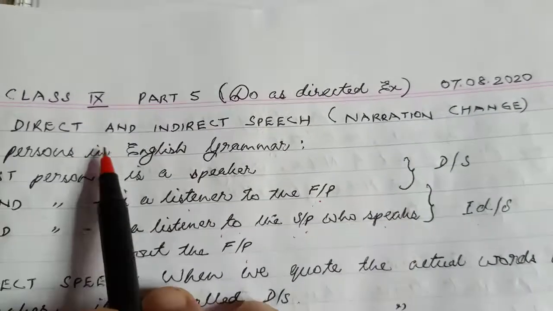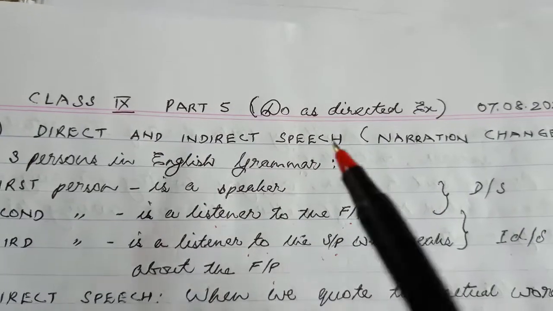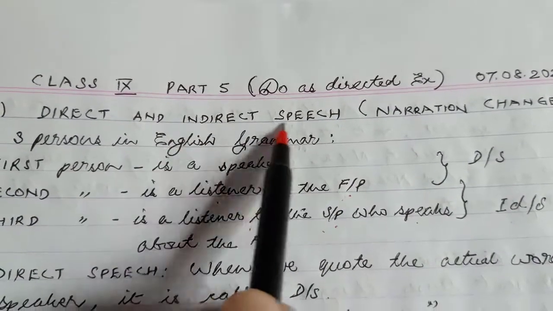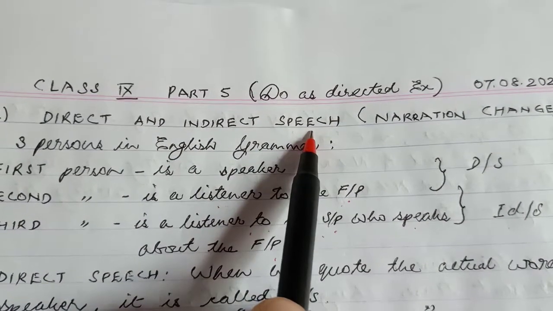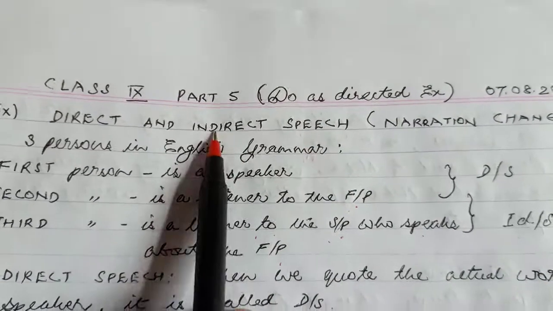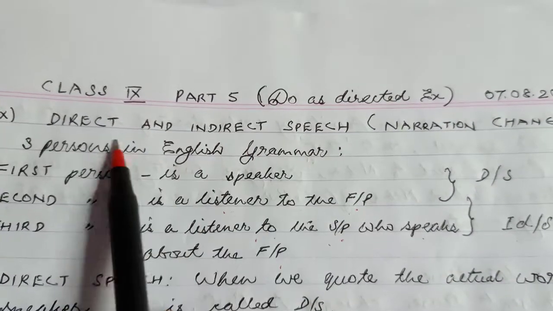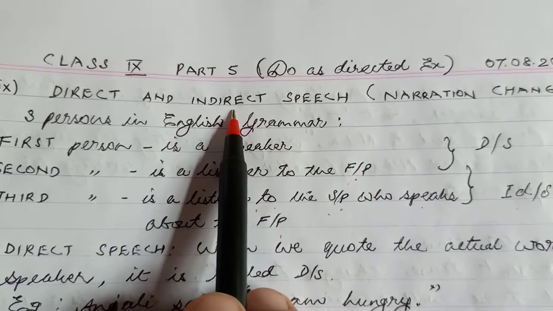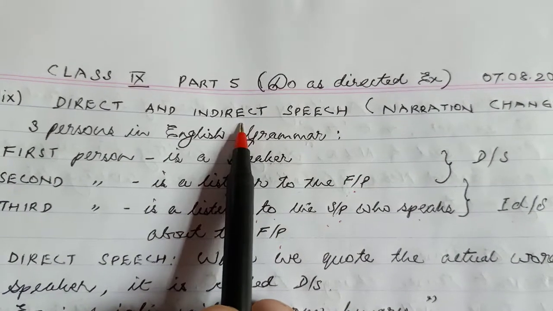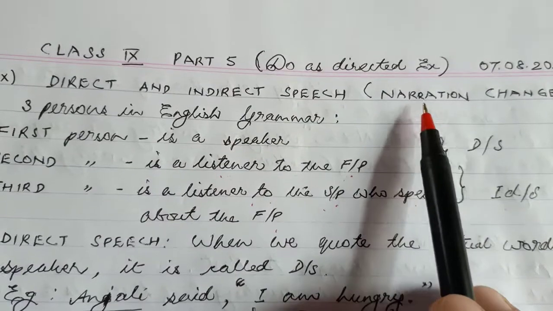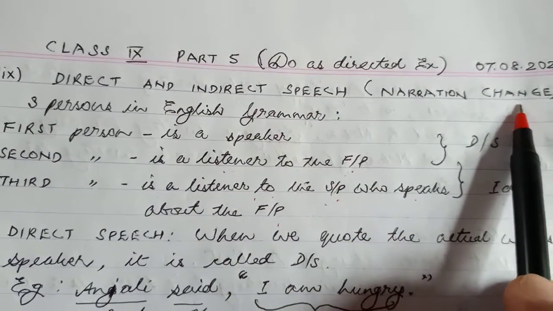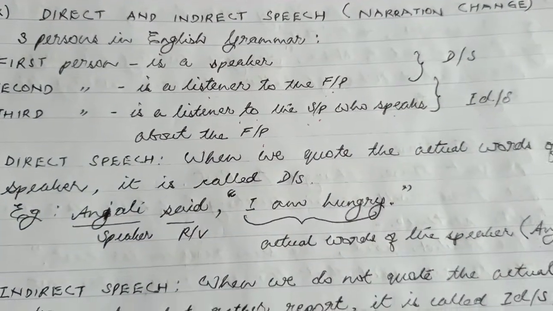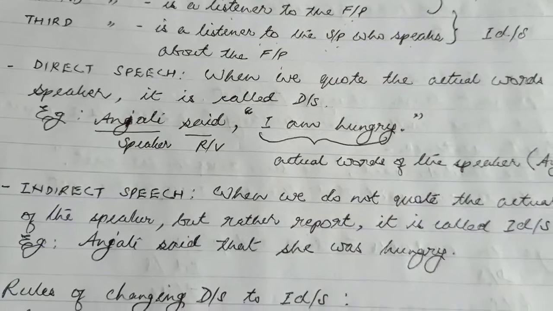When direct is given, you have to make it indirect, then it's very simple. However, indirect speech is also called reported speech. Since we report, it is also called reported speech. So you may be asked in any way. Direct is given, you are asked to make indirect, or to make reported. Or sometimes it is also said change the narration. So this is the chapter direct and indirect speech.